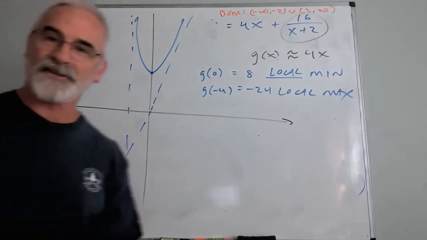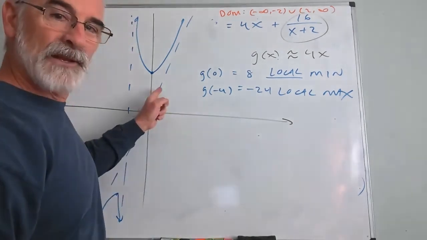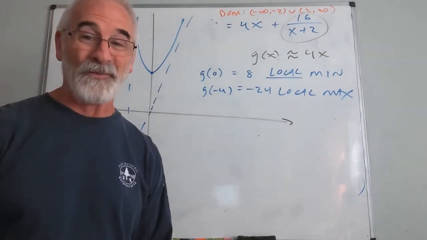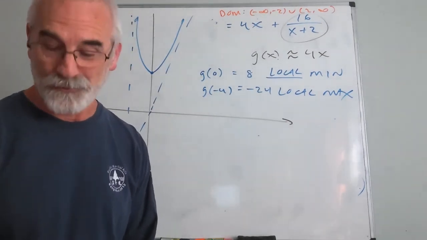The graph has two sections. That's going to be a local minimum. That's going to be a local maximum. Whoa, that is cool. No, that's not the coolest part.